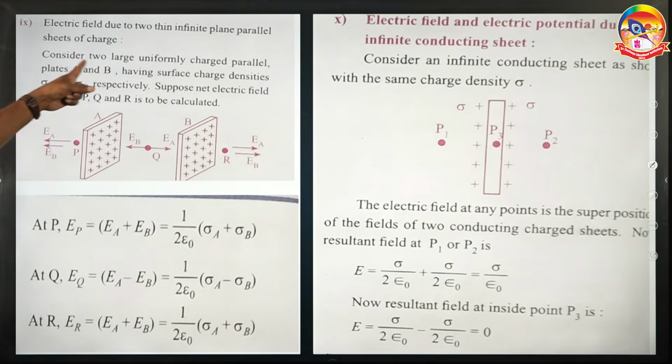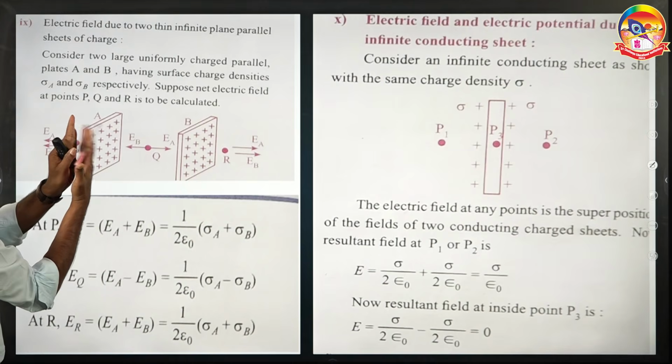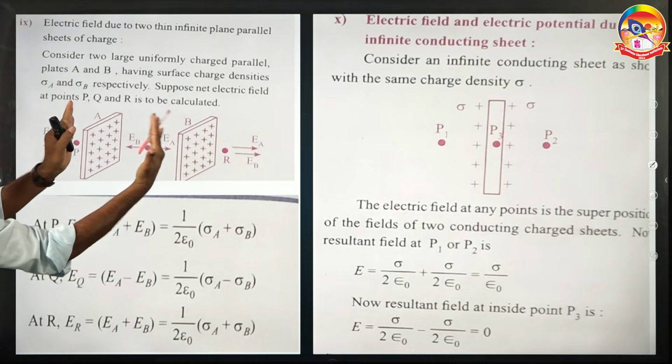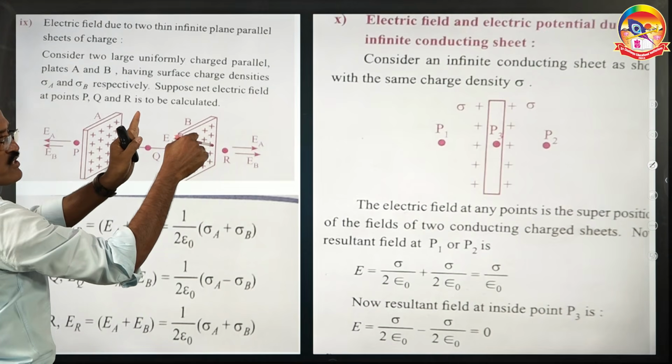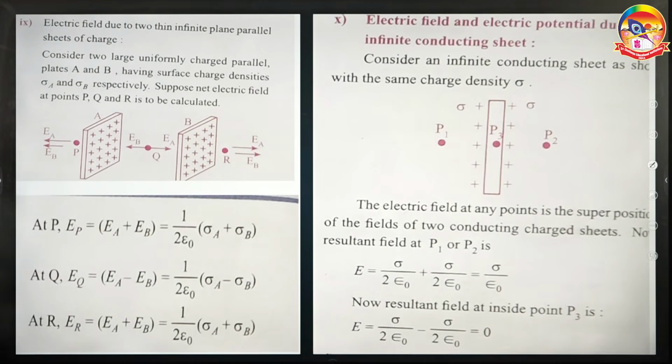And electric field due to the 2 infinite plane parallel sheets of the charge. Two plates are taken here, this is a positive charge, this is also a positive charge, sigma and sigma. Due to them, the electric field intensity is equal to 0 in between, and outside it is equal to something on this side and on this side as well. Here the intensity given by this and the intensity given by this are equal and opposite, they cancel each other if they have equal charge densities.